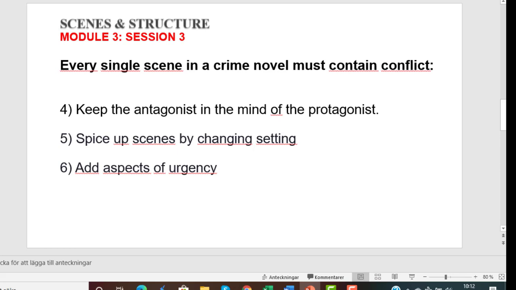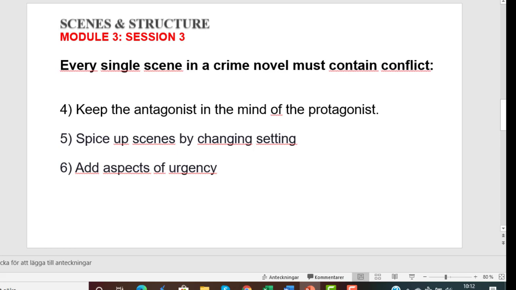And number 6, add aspects of urgency to the scenes. The tick-tock of the clock, the countdown as the protagonist races against time to stop the antagonist before he perfects that ominous nuclear bomb.